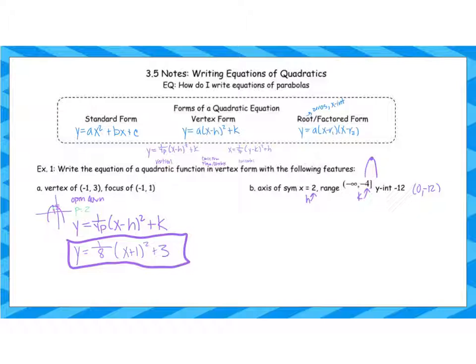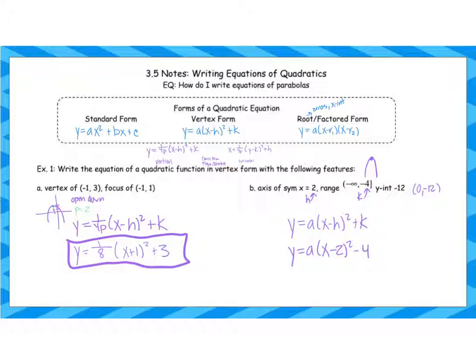So let's fill in the information that I know into vertex form. Again, this equation is going to look very similar to the last one. The only reason it's vertex form is that we're using that a value instead of the 1 over 4p, because in this particular example, focus and directrix are not going to matter. So this is going to be y equals a times x minus 2 squared minus 4. Now, in order to have this equation, I need to know what that a value is, and I don't know what that a value is.